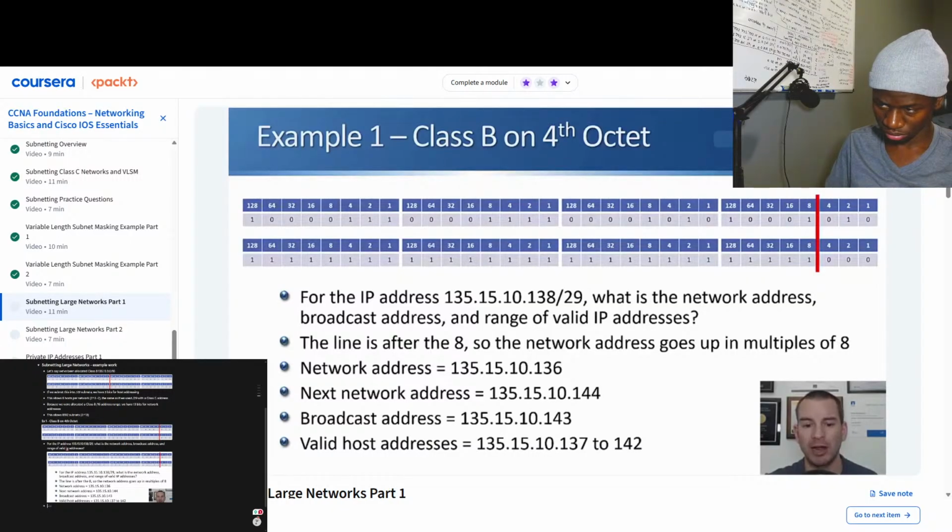The next network address would be 135.15.10.144. And if the next network address is 144, then the broadcast address must be 135.15.10.143. And the valid addresses for our hosts fall between the network address and the broadcast address. So that's 135.15.10.137 up to 142.